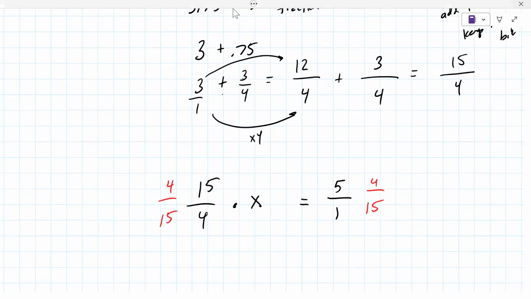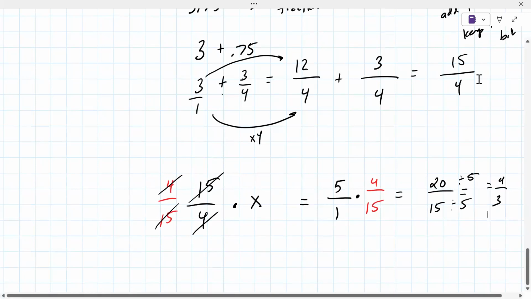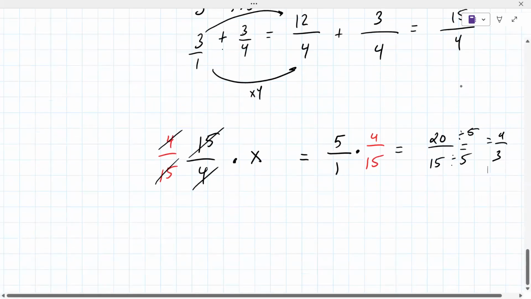Okay. And so what that does on the left is these all cancel. On the right, now you're multiplying. So you multiply the tops, multiply the bottoms. When you reduce this, you can divide them both by 5. And so you get 4/3. Okay. That's like, why are you doing all this? Because that's what you multiply 15/4 by. 15/4 times 4/3 gets you to 5.